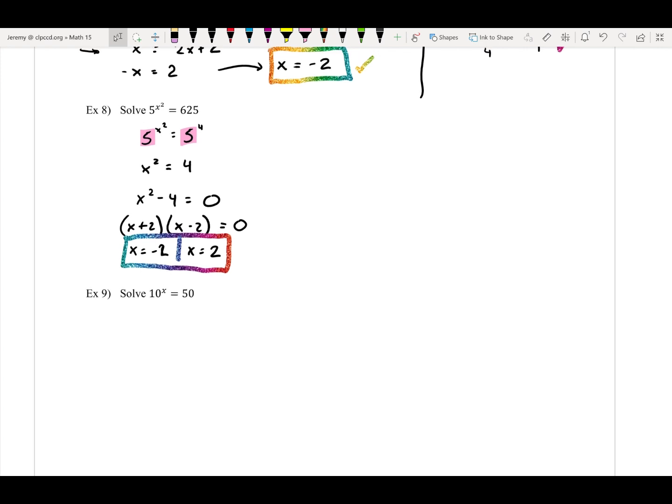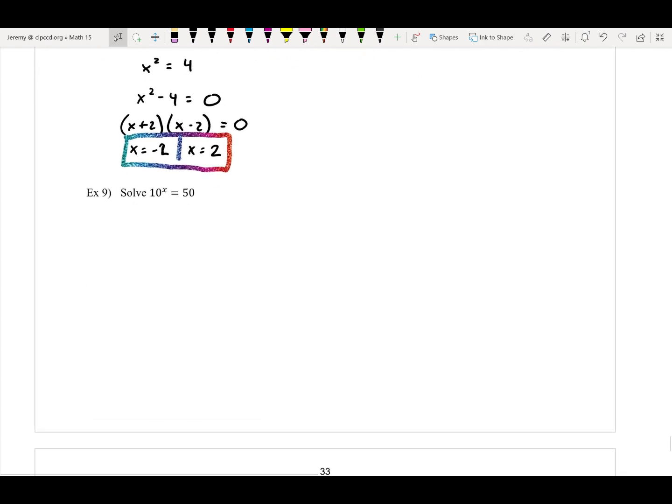Okay, you could check your work for that one. How about example 9? We want to solve the equation 10 to the x is equal to 50. Can we get common bases here? Is 50 some power of 10? No, unfortunately it is not. 10 to the first power is 10, 10 to the second power is 100, so we're not going to get lucky in that way this time.